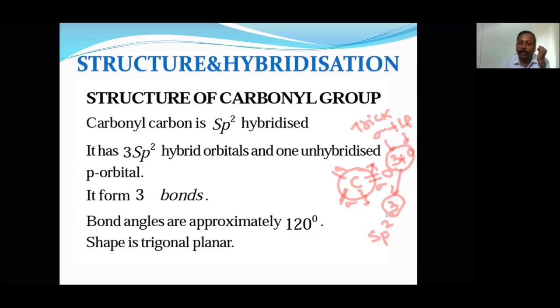Don't reveal this shortcut to anybody. Understood? This is a very top secret shortcut. sp2 hybridization. So how we got sp2 hybridization, is it understood? It will form 3 sigma bonds. And once it is sp2 hybridized, it will have a 120 degree bond angle, and the shape is triangular planar. This is about the structure and hybridization of carbon. Is it understood? In the aldehyde, or it can be ketone also.